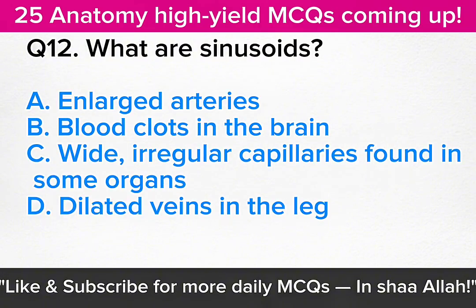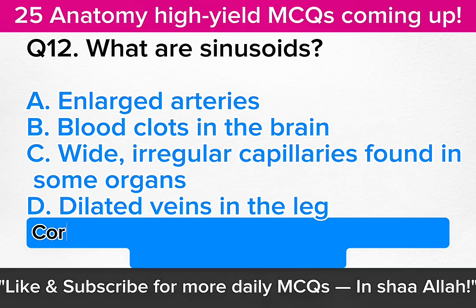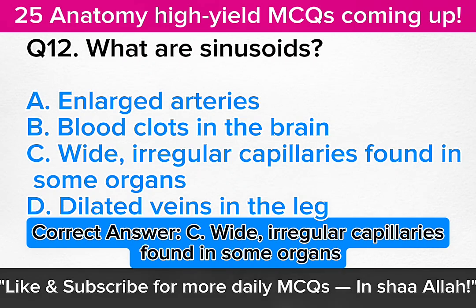Q12. What are sinusoids? A. Enlarged arteries. B. Blood clots in the brain. C. Wide irregular capillaries found in some organs. D. Dilated veins in the leg. Correct answer: C. Wide irregular capillaries found in some organs.